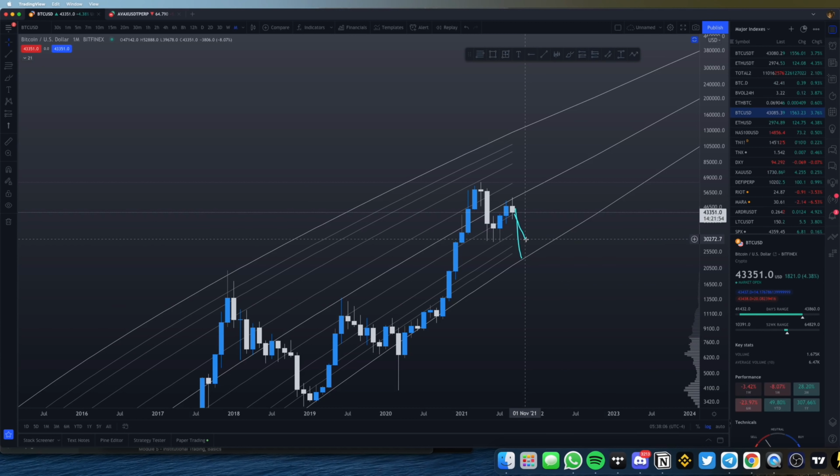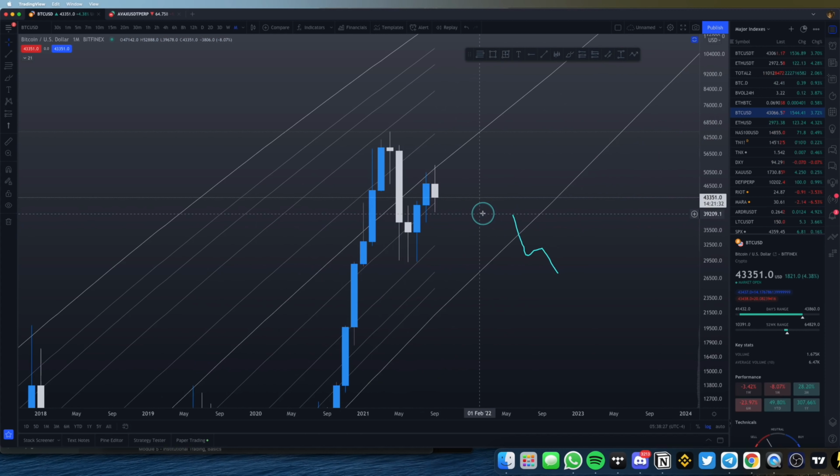And ultimately, if we do fall to the 30Ks, I don't think we will bounce. But even if we do bounce, it will probably get rejected somewhere about 45K. If it doesn't bounce, then it's going to go back to 24K, maybe 26K, maybe even lower at 20K. I'm not saying that that's going to happen.